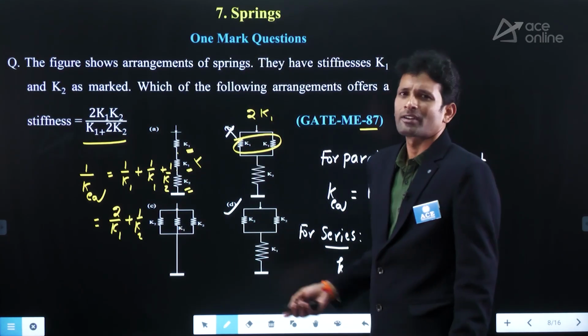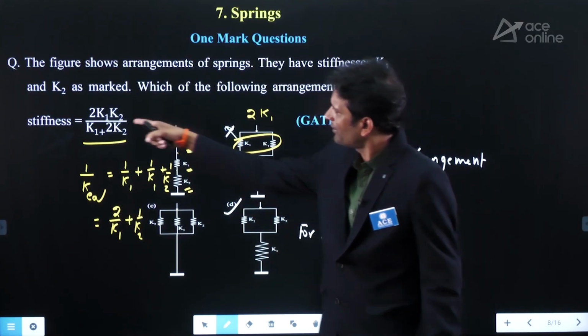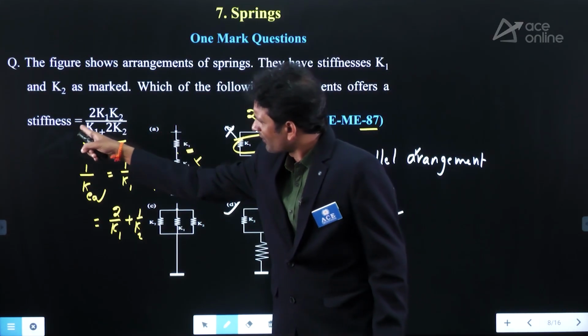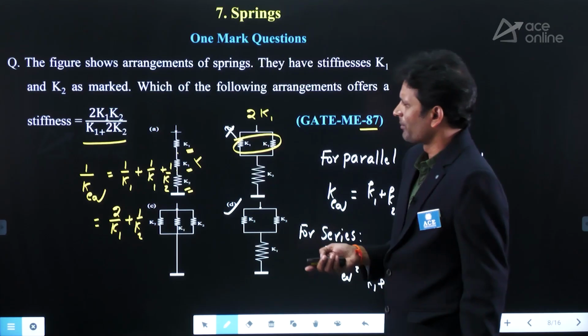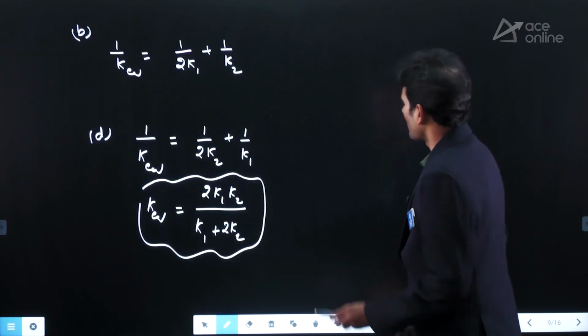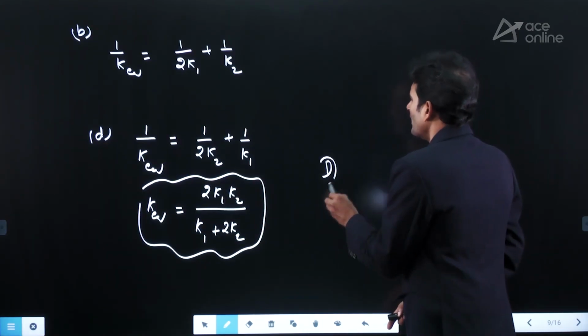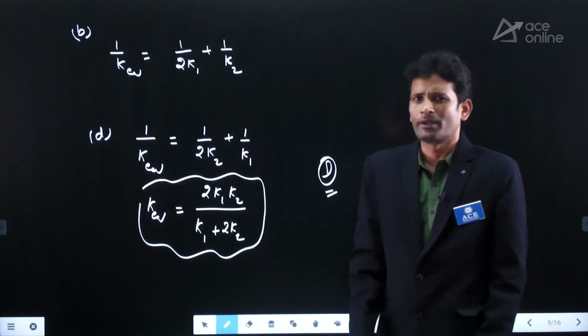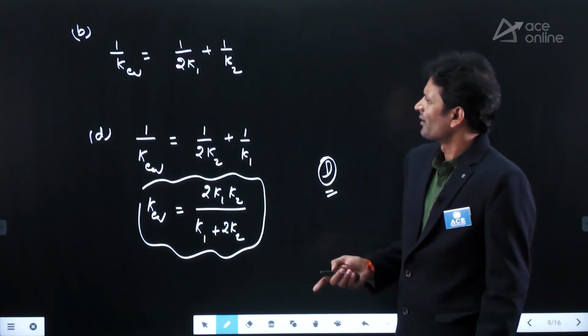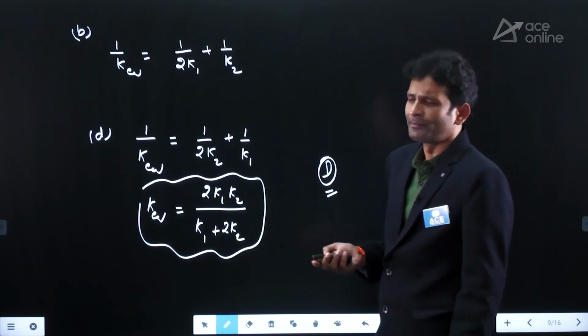So which option is correct? Option D. For this arrangement, the equivalent stiffness should be equal to 2K1 K2 divided by K1 plus 2K2. So which one is correct for this one? Option D is correct for this question. Right? Hope you understand. Let's move on to the next question.